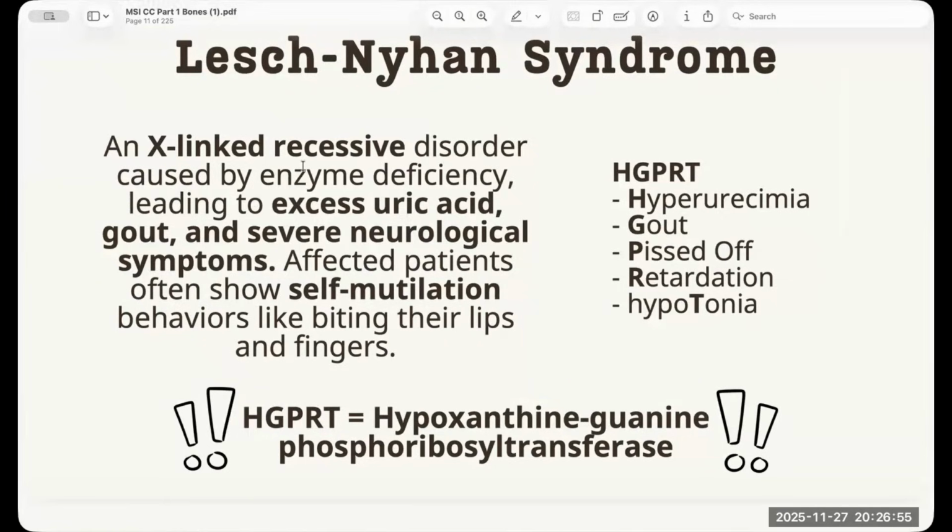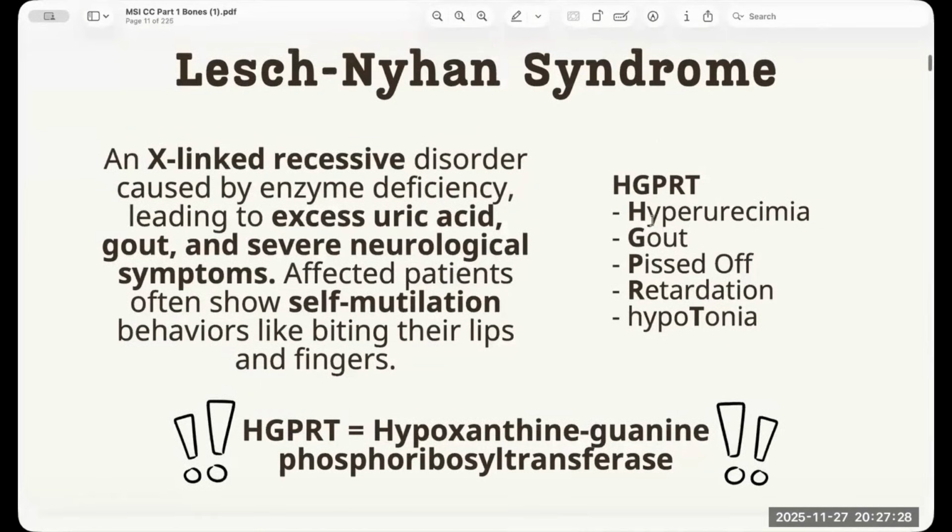Now, those affected patients show self-mutilation behaviors. Why? Because, as we said, of the retardation that they have. So they start biting off their lips and fingers, which is super characteristic of this syndrome. An easy way to remember the clinical picture is by the enzyme that is deficient, which is HGPRT. Here I have a nice quick mnemonic for that.